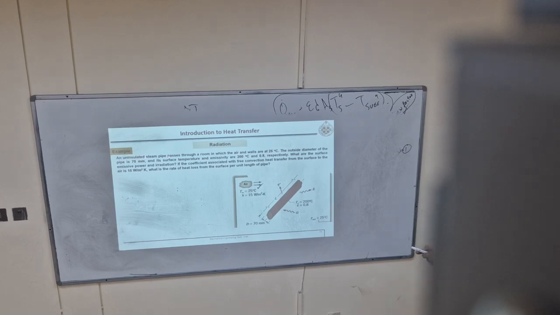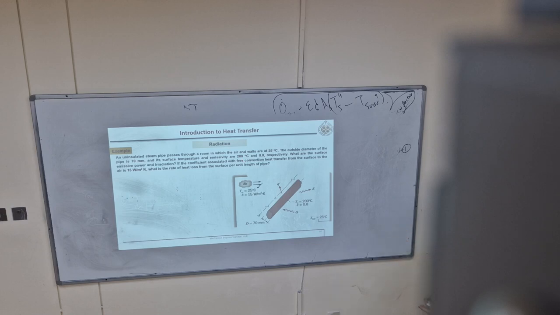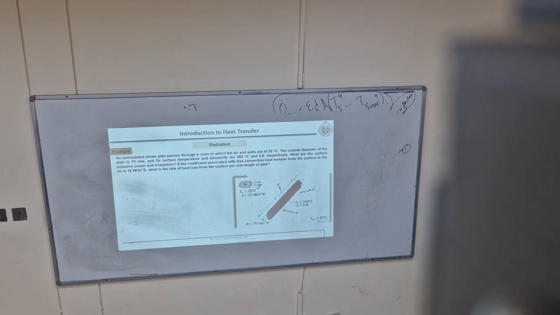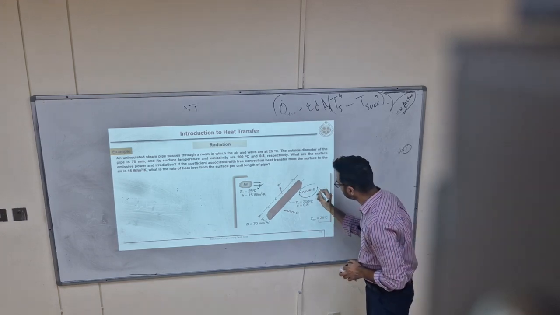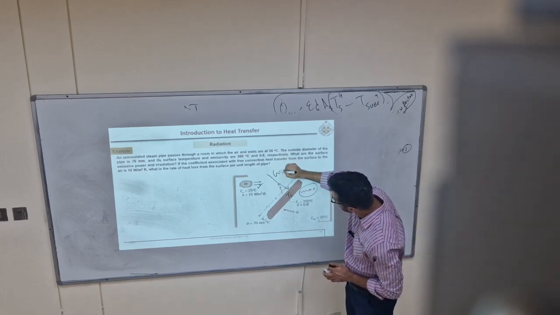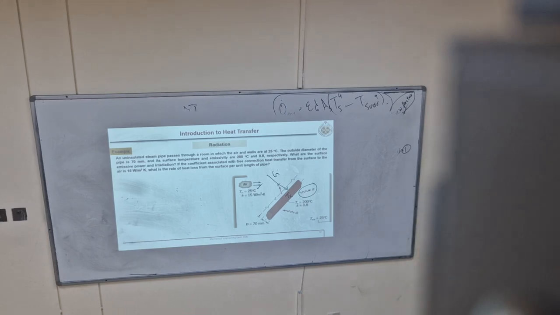An uninsulated steam pipe passes through a room in which both air and walls, clearly written, are at 25 degrees Celsius. The outside diameter of the pipe is 70 mm, and its surface temperature and emissivity are given. What are the surface emissive power and irradiation? Surface emissive power, this is our surface, and irradiation means how much is falling over it, G. That's what we need to calculate.